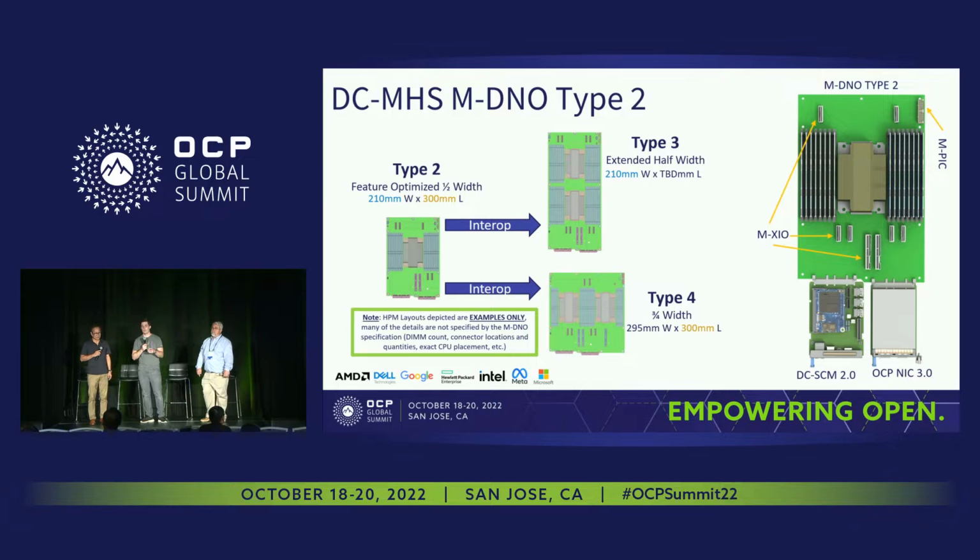Additionally, a lot of the connectors you'll see on the M-DNO itself are defined in other DC-MHS work streams, such as the MXIO and the MPIC connectors. So we didn't want to reinvent the wheel. We're using that across the DNO and the FLW, but they are defined in a single spec.